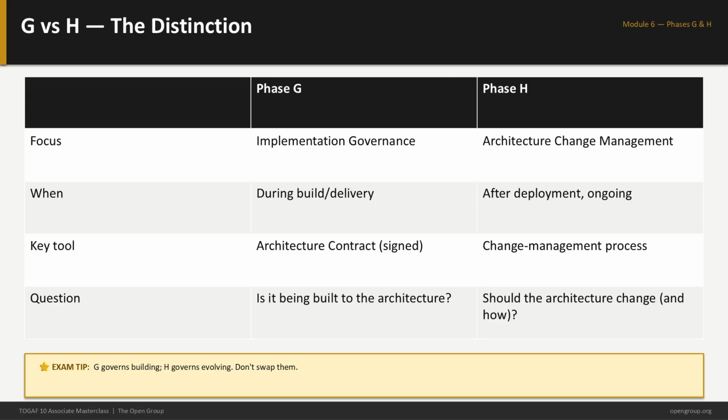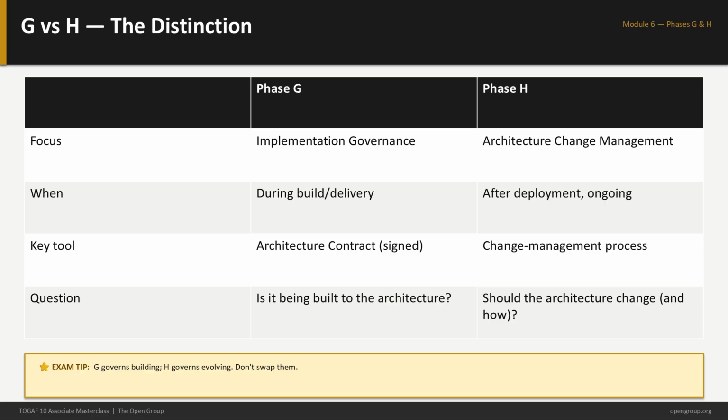Let's set phases G and H side by side, because keeping them distinct is worth easy marks. Phase G focuses on implementation governance, phase H on architecture change management. Phase G happens during the build and delivery, phase H happens after deployment, on an ongoing basis. Phase G's key tool is the signed architecture contract, phase H's key tool is the change management process. And the question each asks is different.